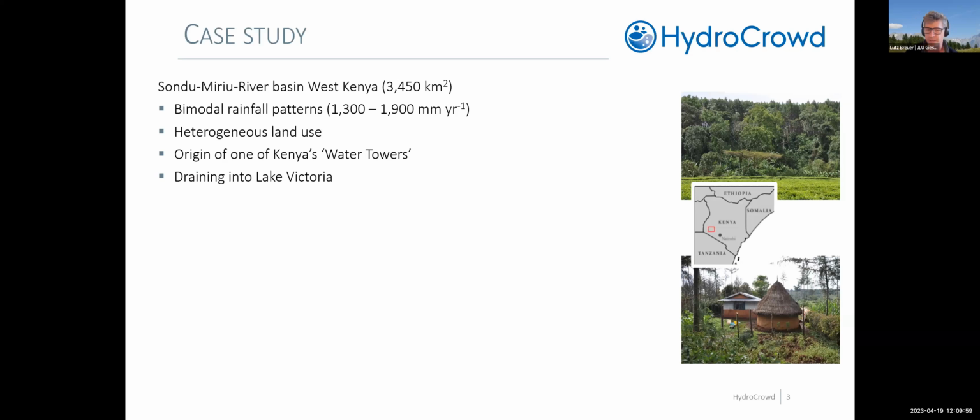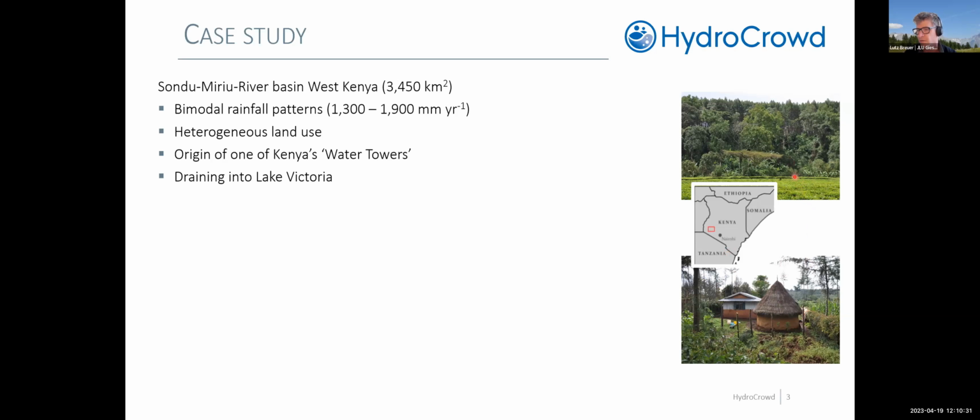At the top right, you see the tropical forests, and the lower part depicts the tea plantations in the western part of Kenya. There's a lot of tea grown there. Lipton tea is coming from that area. And then we have the smallholder agricultural systems. So basically these three land use types.